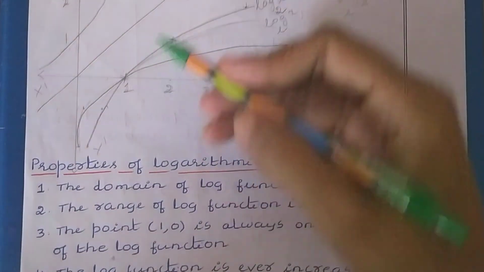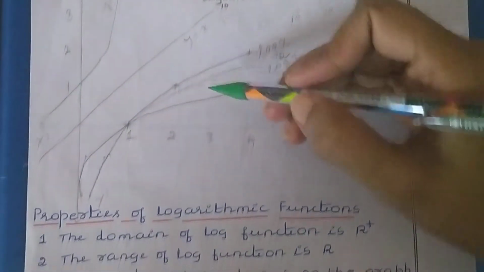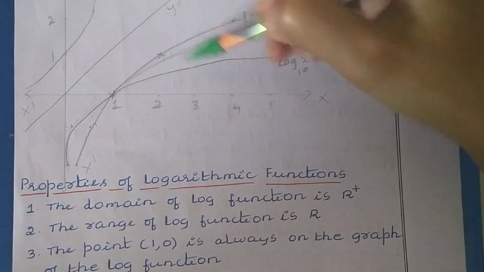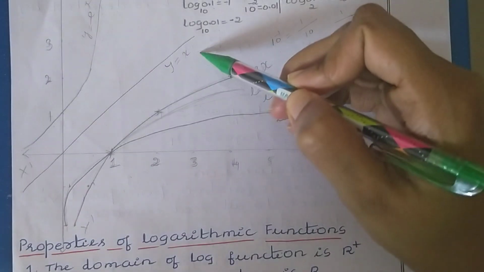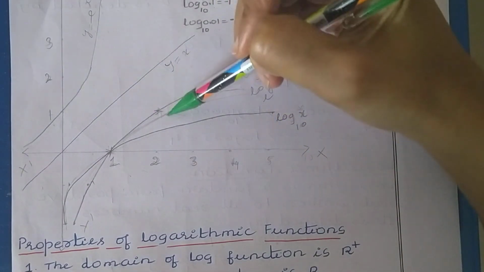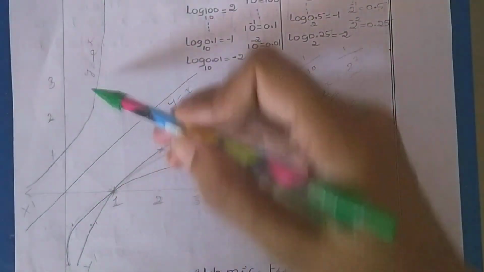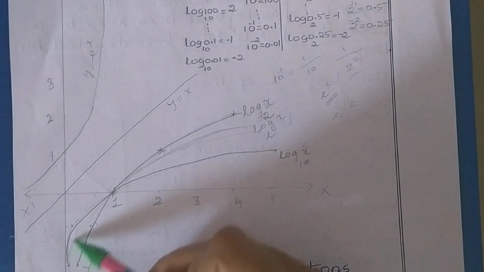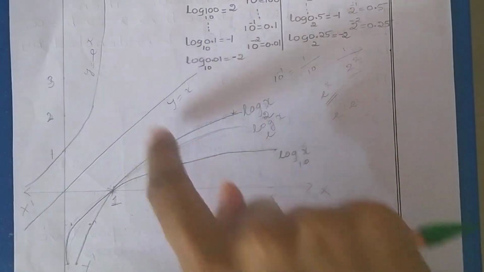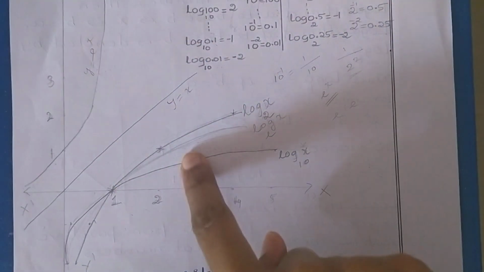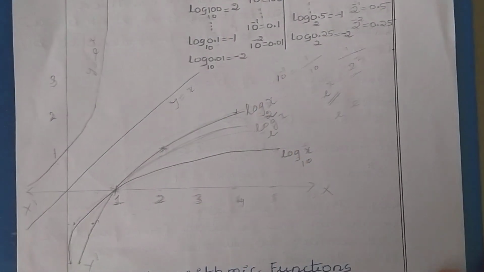Then if you observe these two functions, y equals e to the power x is an exponential function and the other one is a logarithmic function. If you consider the line y equals x, then you can see these two curves are mirror images of each other. This is the exponential function graph, and this is the logarithmic function graph. The y equals x line acts as a mirror, so these two are mirror images of each other. So this is about the graph of the logarithmic function.